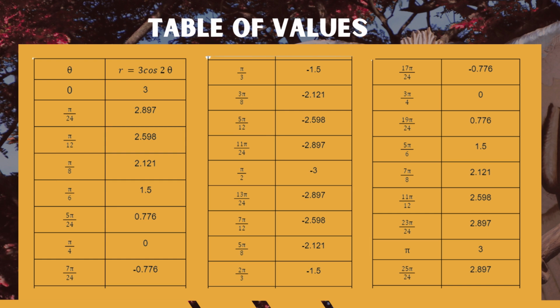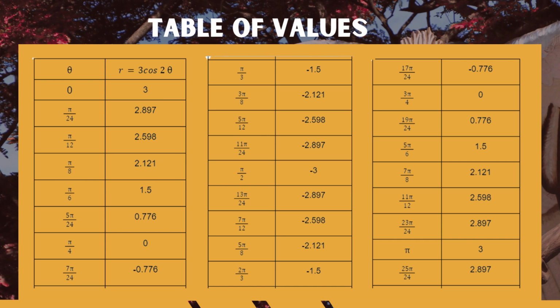For our second equation, table of values, we have for the first column theta, and for the second column r equals 3 cosine 2 theta. We have to plug in the values of theta into our equation. If we plug in 0, we get 3. If pi over 24, we get 2.897. If pi over 12, we get 2.598. If pi over 8, we get 2.121. If pi over 6, we get 1.5. 5 pi over 24, we get 0.776. If pi over 4, we get 0.